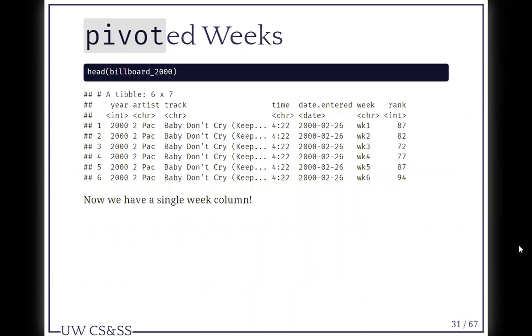And now when we look at the pivoted weeks, this is what our data looks like. Each row is now a song week rather than just a song. And our week column tells us what week it is for that song being on the Hot 100. And our rank column tells us what rank it was during that week for that song. So we've taken all of those 76 columns and turned them into 2 columns full of information in the rows.